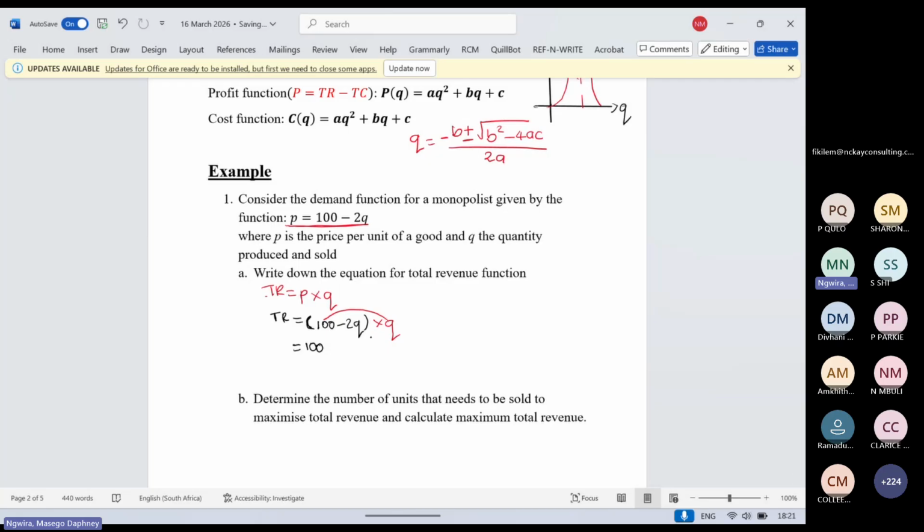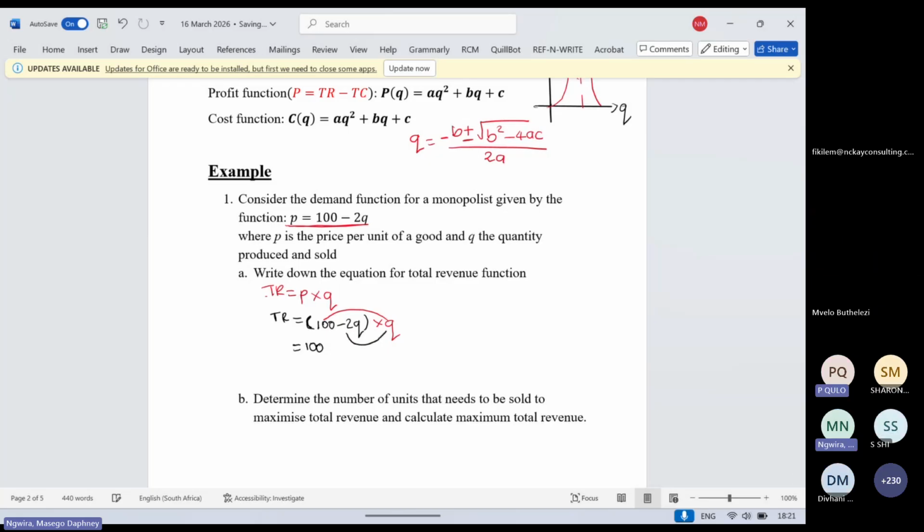And then I'm going to say negative 2Q times Q. When you multiply a Q with a Q, you get a Q squared. So this is going to be 100Q, and then when you multiply a Q with a Q is a Q squared. Those who know, they know that X times X is X squared. When you multiply letters, you square them. You forgot to put 100Q. Yes, 100Q, thank you.